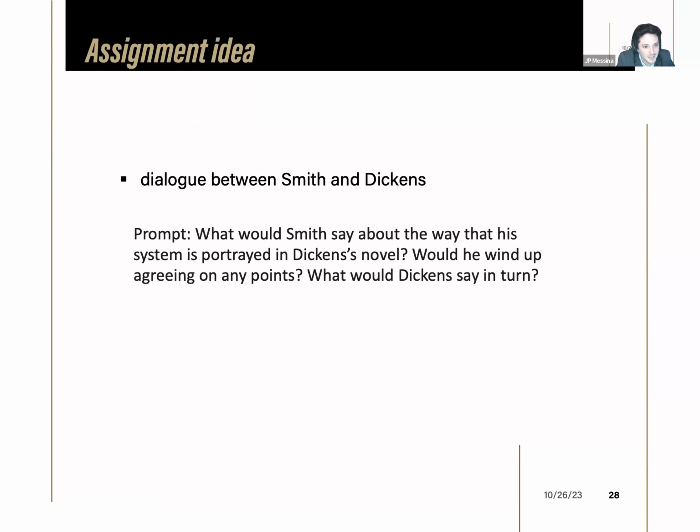In terms of assignments, I like the idea of having students write a dialogue between Smith and Dickens. What would Smith say about the way his system is portrayed in Dickens' novel? Would he wind up agreeing on any points? What would Dickens say in turn? Would he end up admitting that Hard Times is nothing more really than a warning against reading The Wealth of Nations without also reading The Theory of Moral Sentiments? Or would Dickens have more to say, even confronting a more nuanced Smith? Through the more familiar form of dialogue and having been prepared, students can address the old scholarly question of the Smith problem without the straitjacket of scholarly conventions.